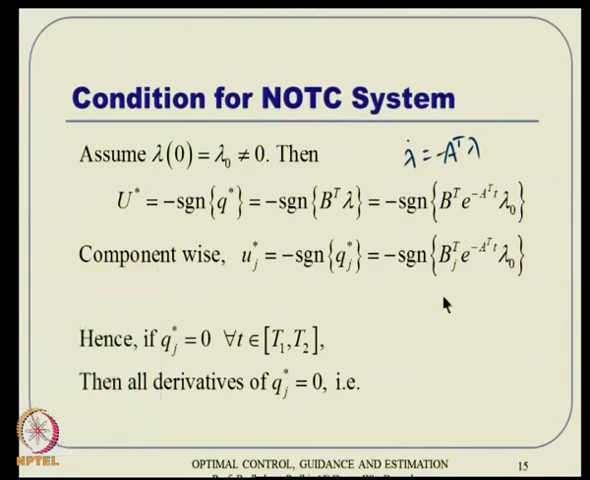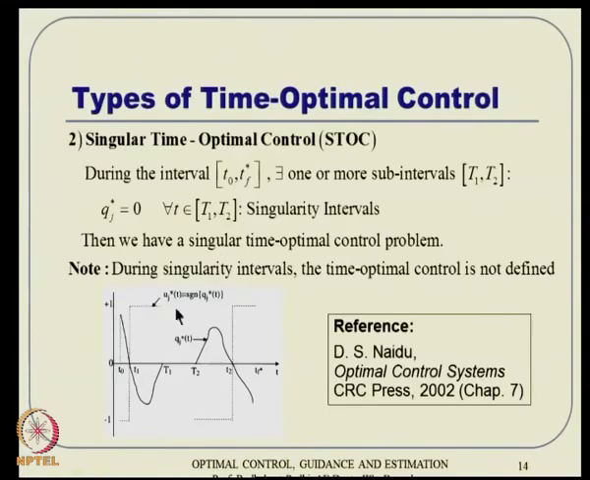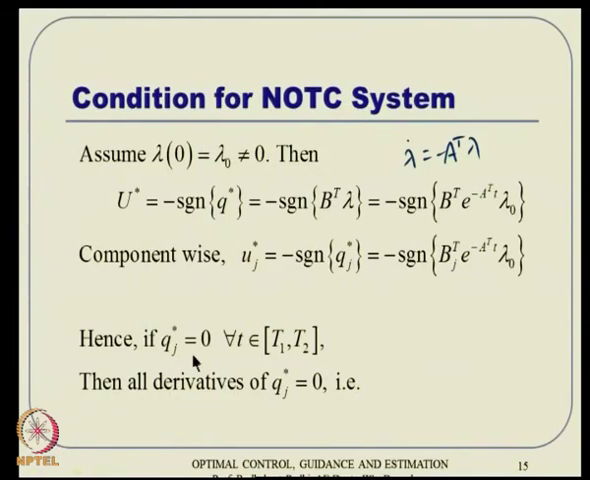Alright. Now, if I analyze component-wise, all I have to do is put Bj transpose instead of B transpose, and that will lead to my Uj star. So, if Qj star happens to be identically equal to 0 throughout this interval, then one observation is that in this interval all its derivatives are also 0. It's not only that the function is 0, but because it is constant 0 throughout this interval, all its derivatives need to be 0 as well.